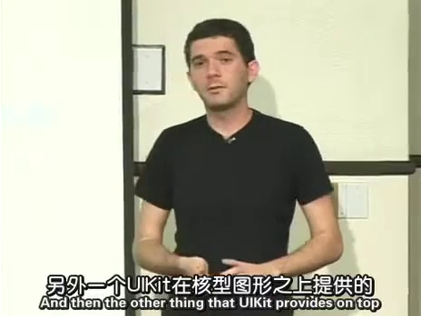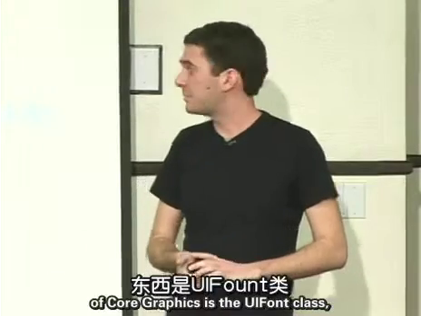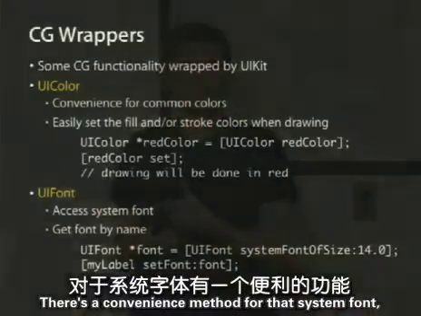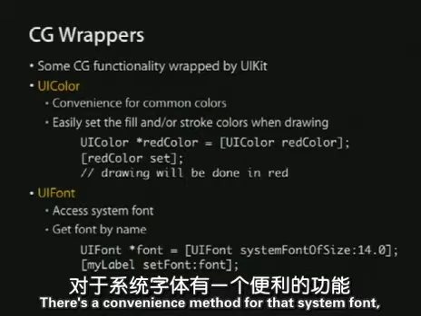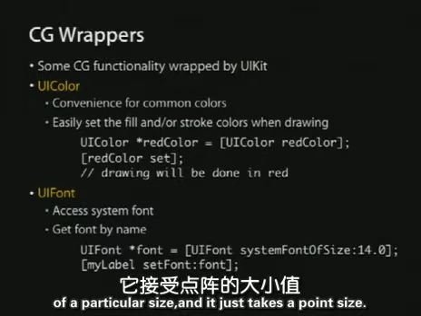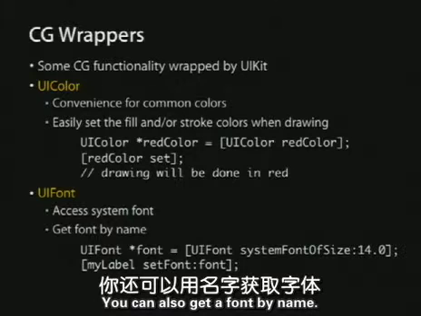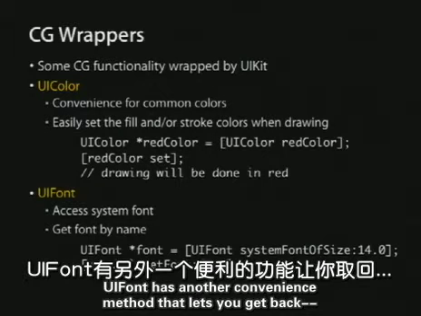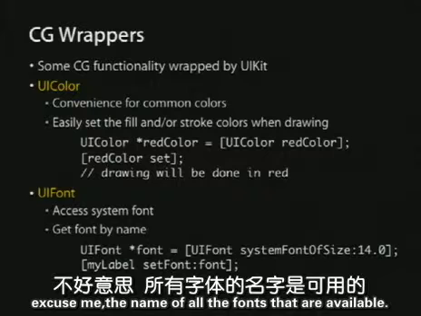And then the other thing that UIKit provides on top of Core Graphics is the UIFont class, which gives you access to a system font. There's a convenience method for that, systemFont. And actually you can specify a system font of a particular size, and it just takes a point size. You can also get a font by name. There's actually a few fonts available on the system by default. UIFont has another convenience method that lets you get back the names of all the fonts that are available.